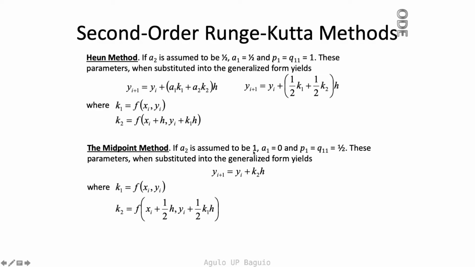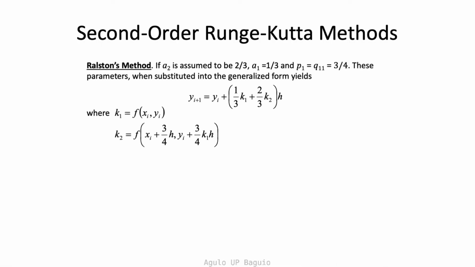If A2 is assumed to be 1, then we have the midpoint method. A1 is equal to 0, P11 and Q11 is equal to 1/2. This means that y sub i plus 1 is simply equal to y sub i plus k2h. We don't need k1 here, but we need k1 to determine k2. So k2 is equal to f of x sub i plus 1/2 h, y sub i plus 1/2 k1h.